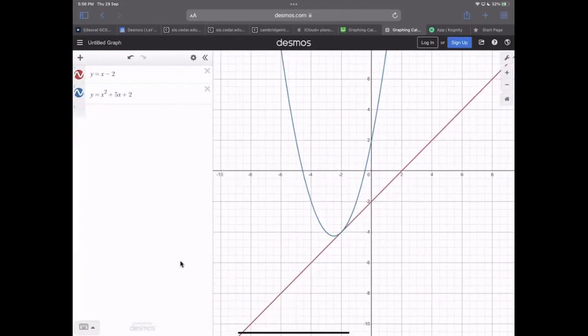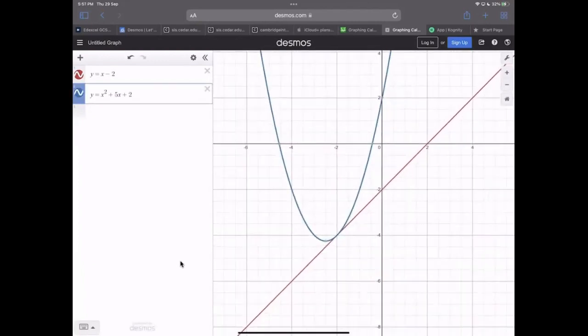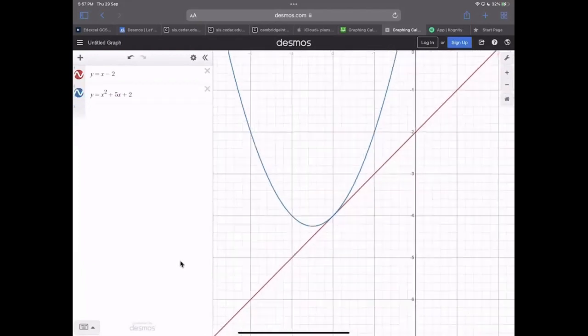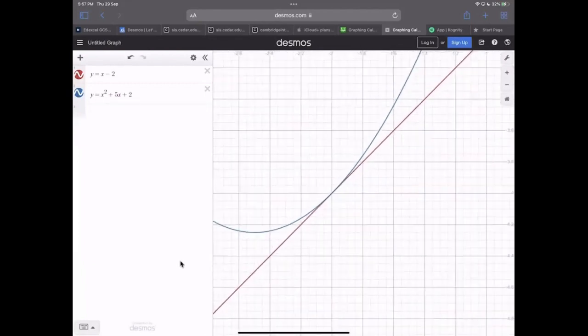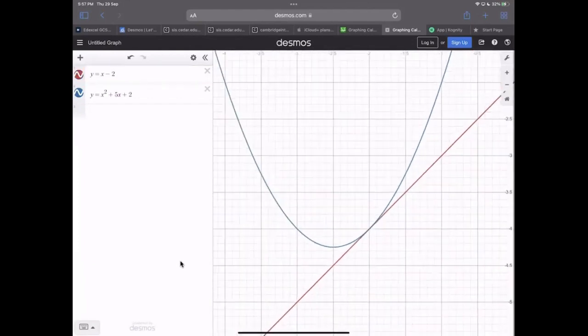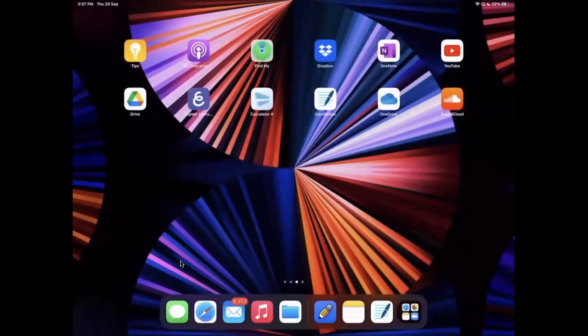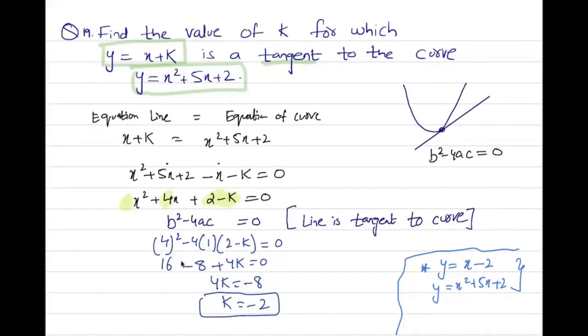For this value of k, the line is going to become tangent to my curve. Do you see that the line is intersecting the curve at only one point? This is the point where the line is tangent. It's just one point where the line is touching the curve, and so we say that the line becomes the tangent to the curve. So for what value of k was that possible? The k value turned out to be -2.